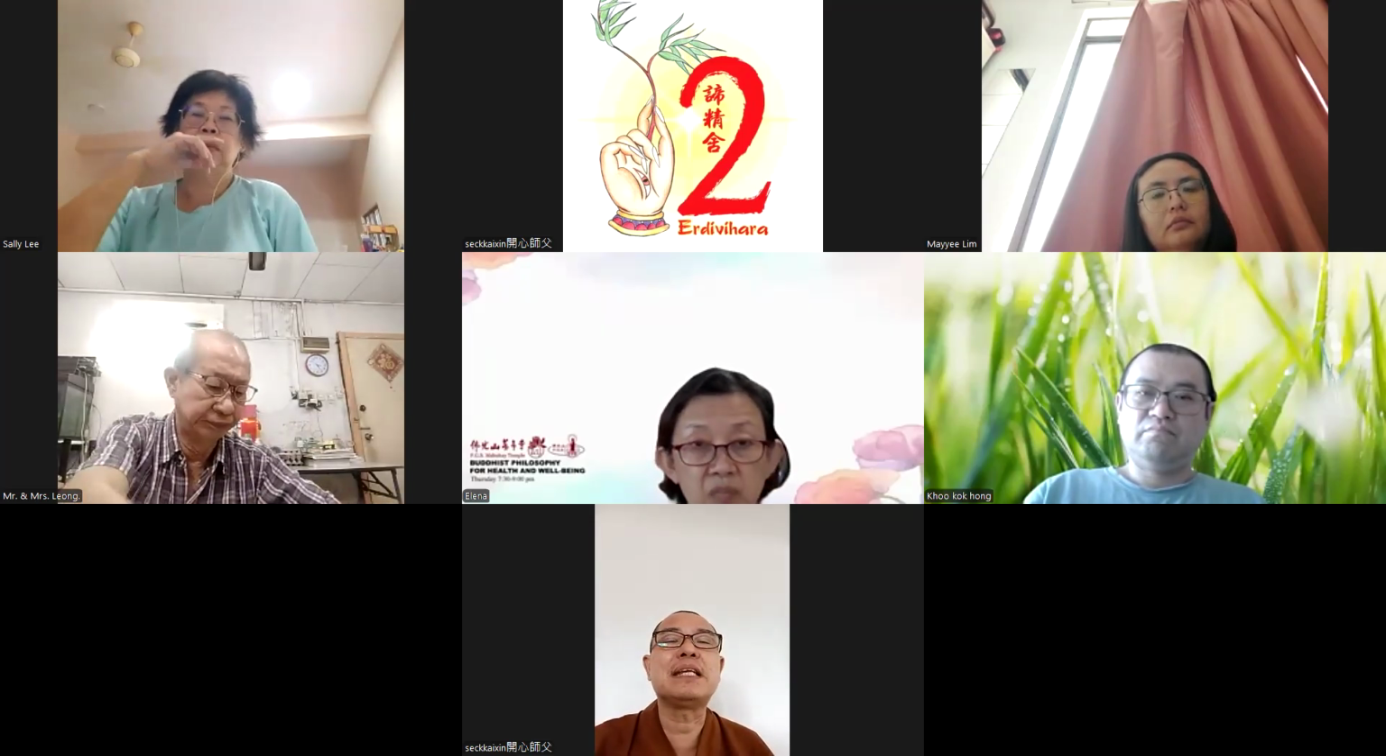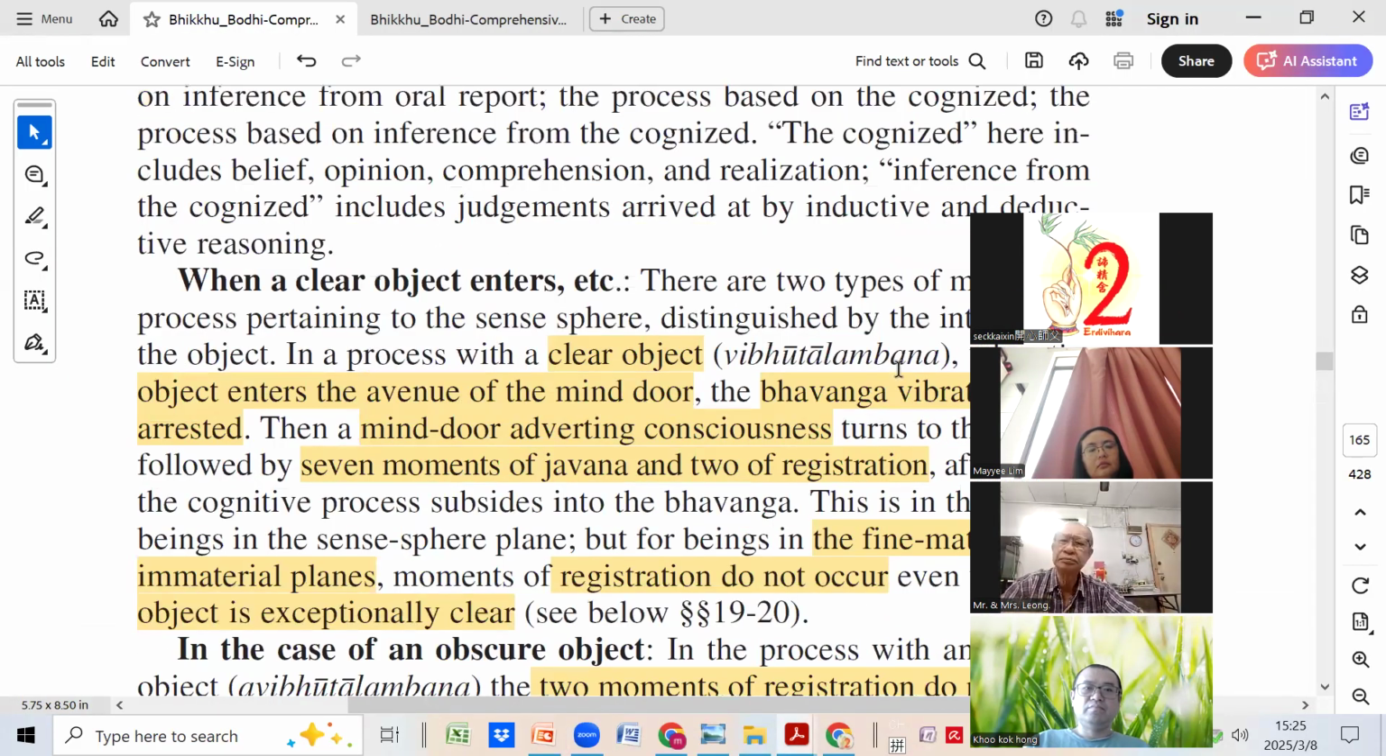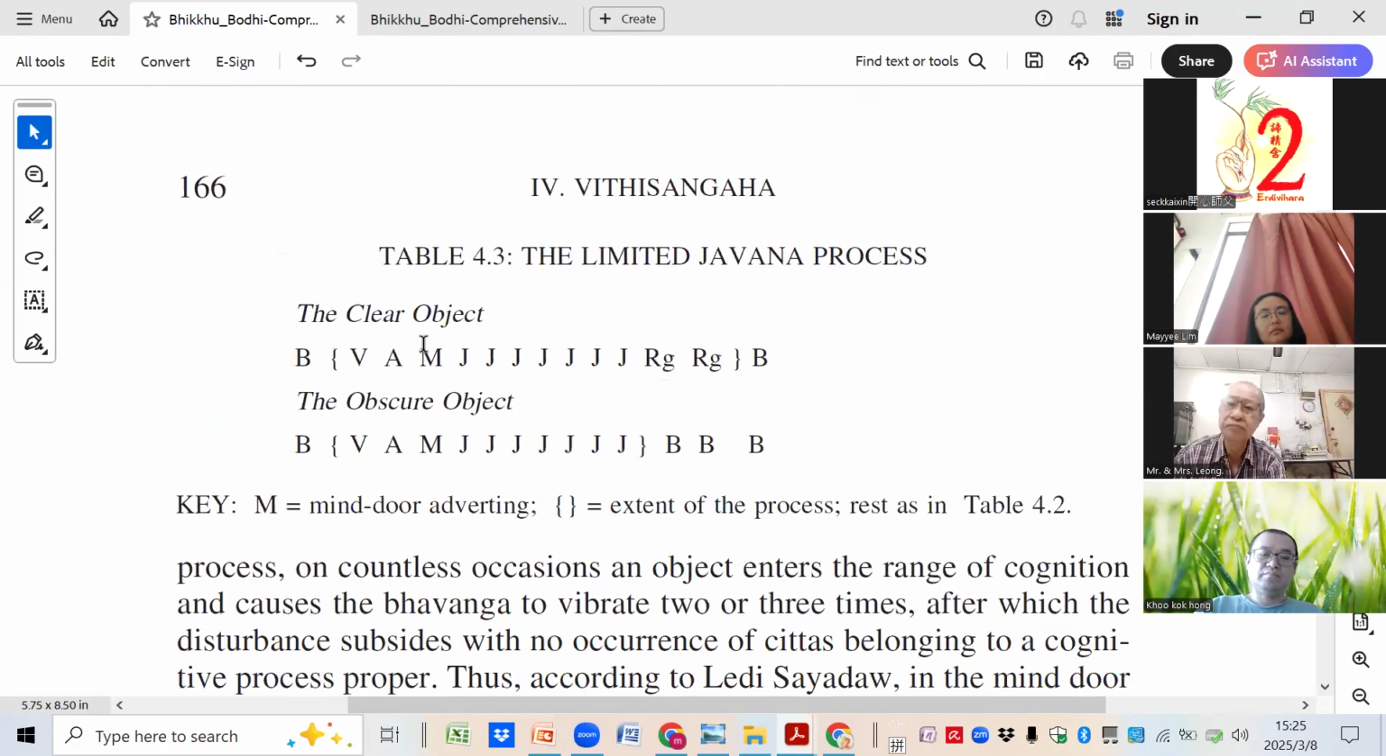So this is the meaning here. Okay, let's see. It could be an obscure object and it could be a clear object. If let's say it's a clear object, the diagram is like this, you see. This is the bhavanga, okay, and then the M is the mind door averting. Then it starts to J, they start to create the karma already.